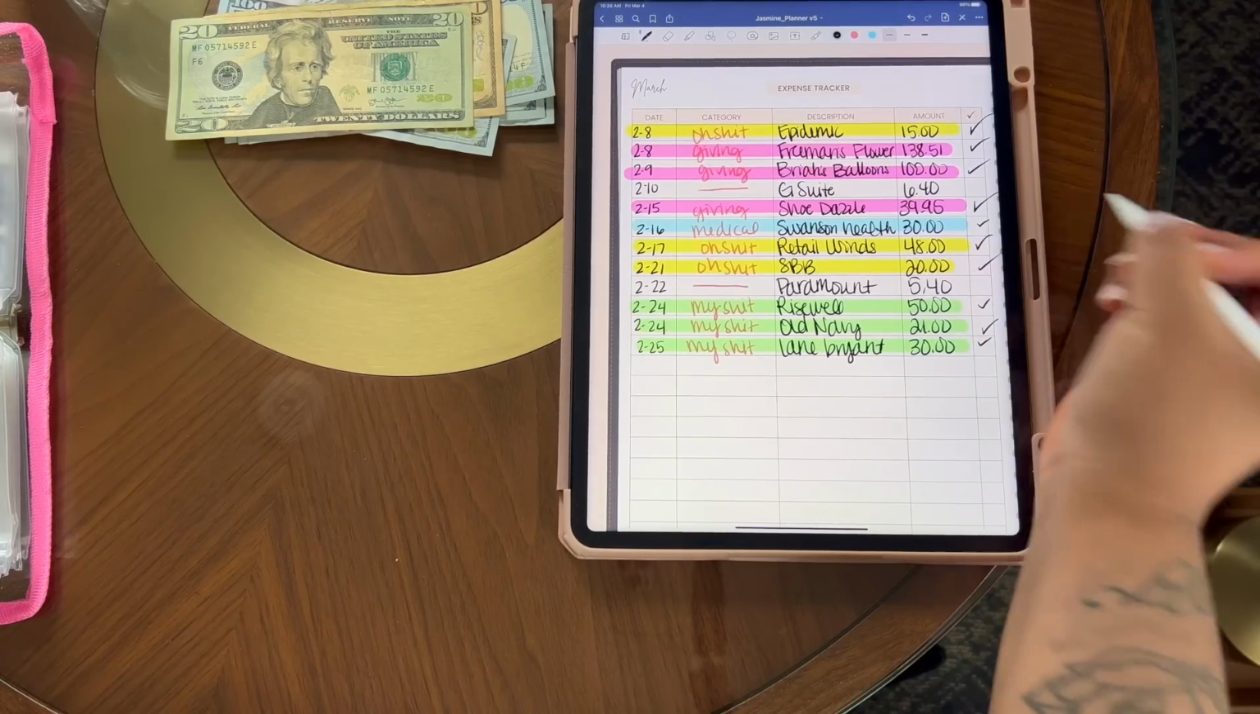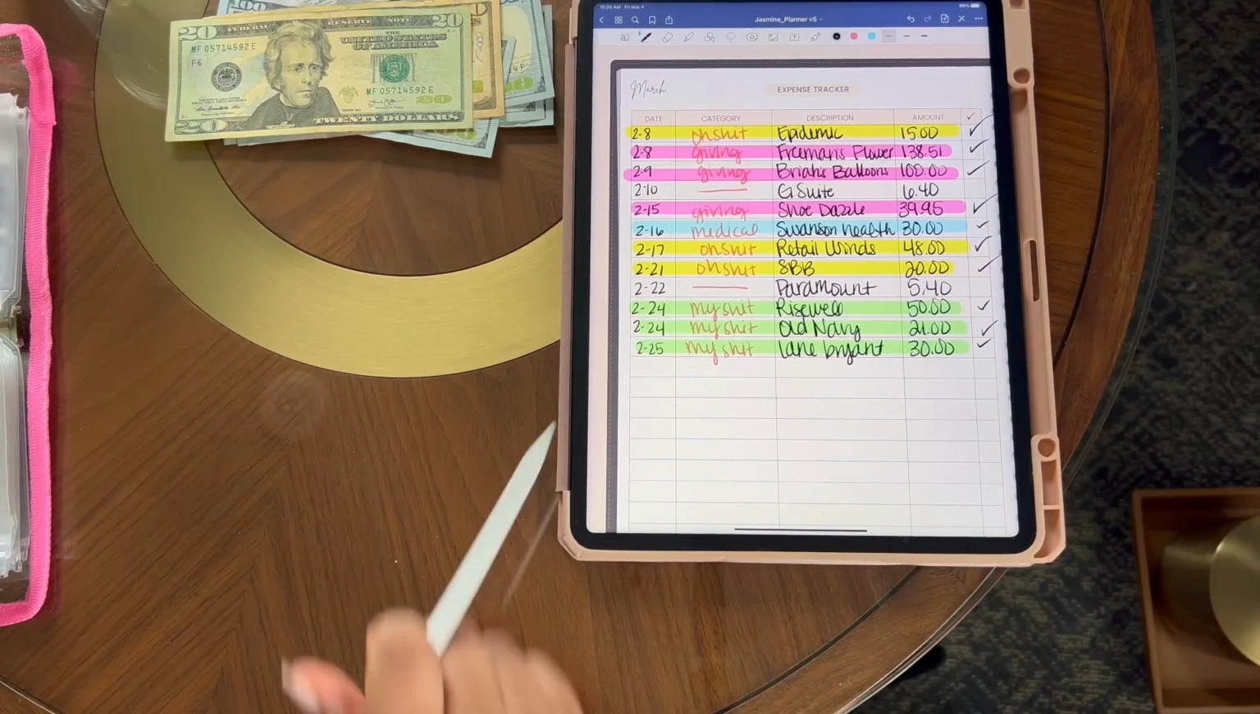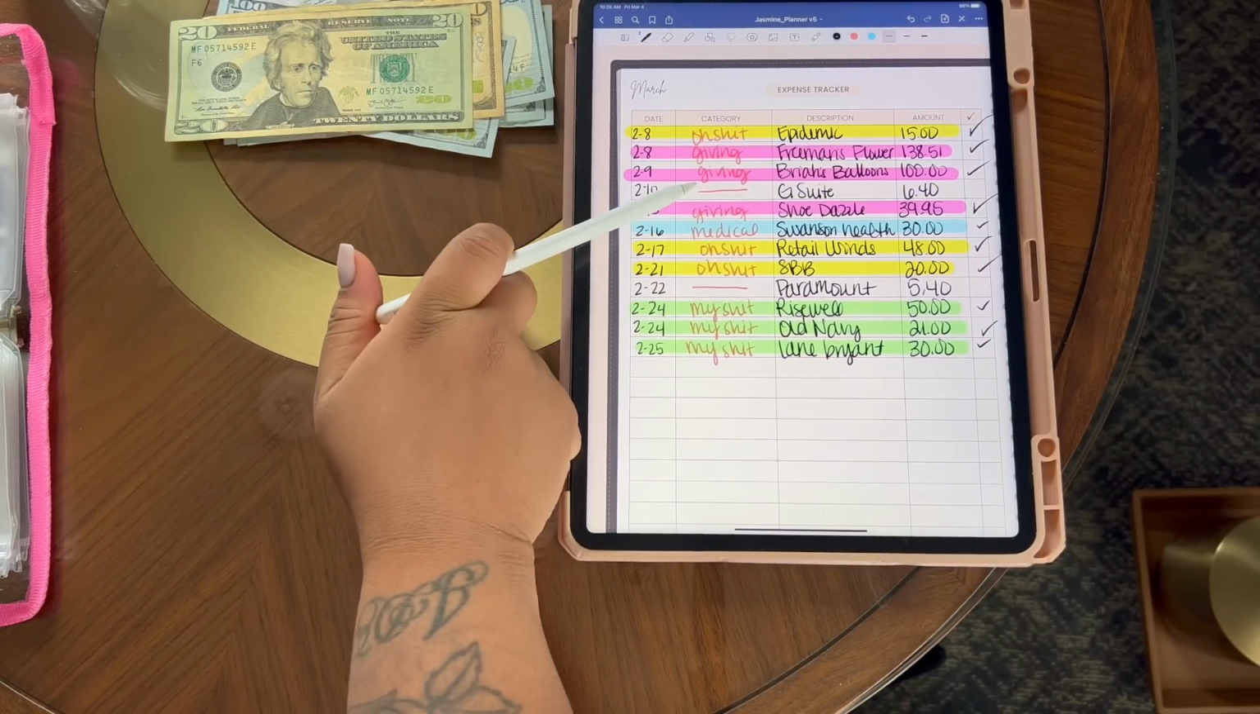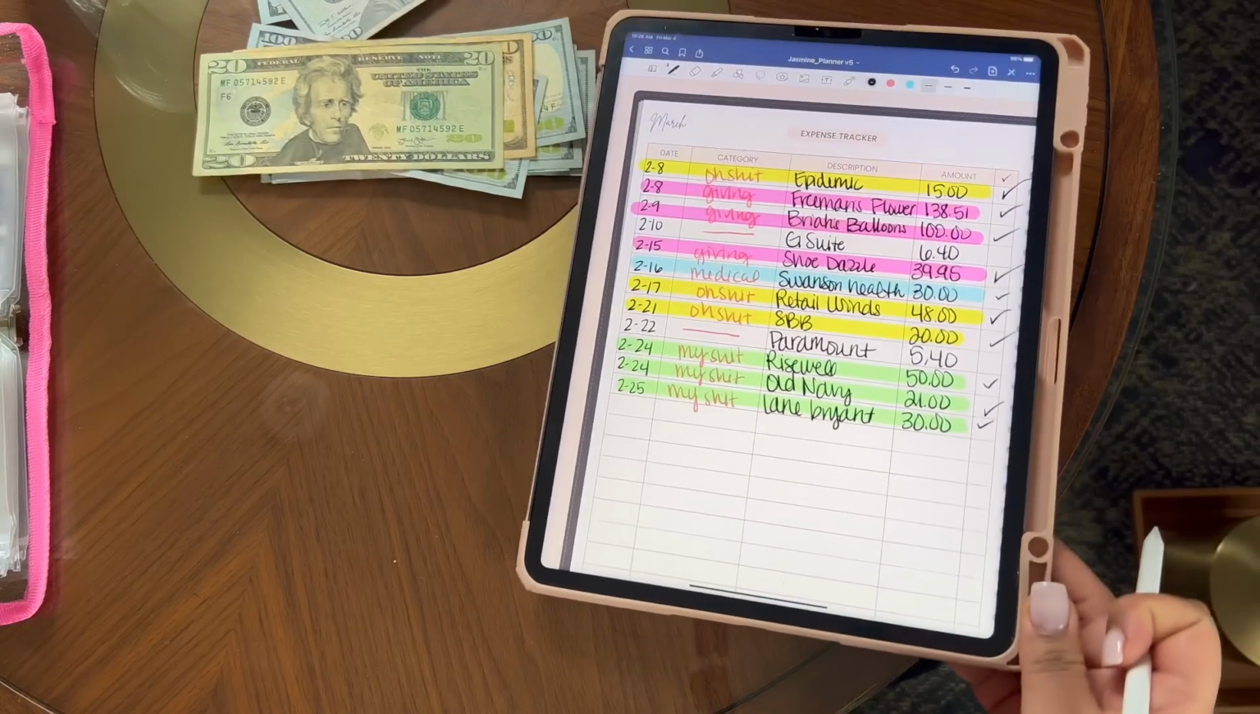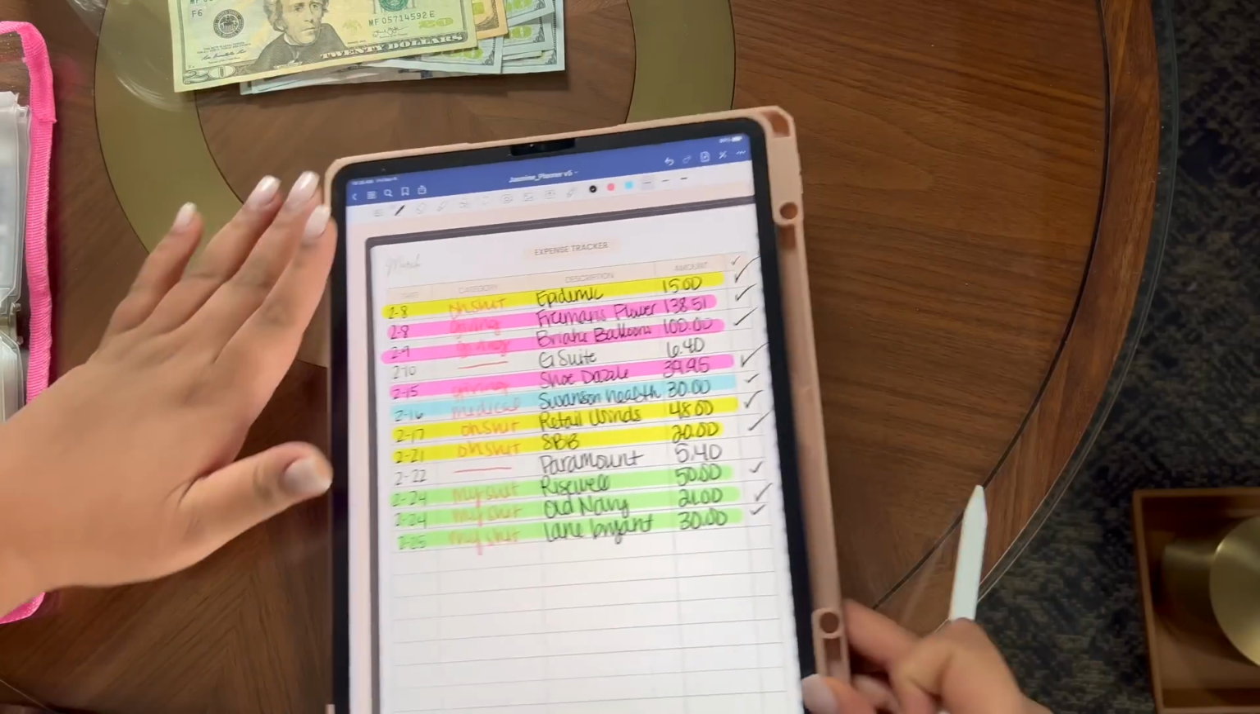Okay. So that looks like that's everything. Like I said, these two here will come out of my subscriptions bill envelope. That money's been deposited, so I'll just transfer those two amounts over to the credit card bill. Okay. So now what we need to do is figure out our grand total.